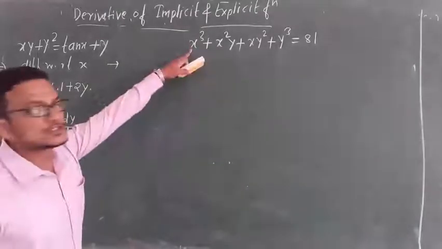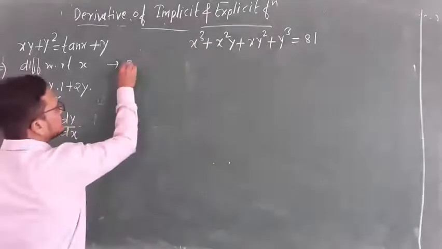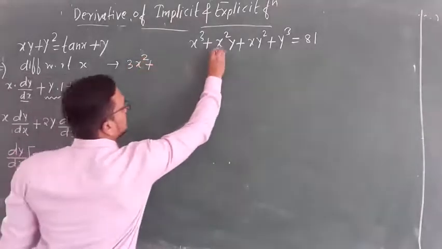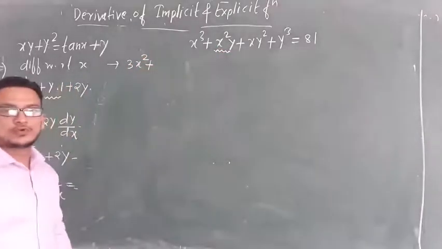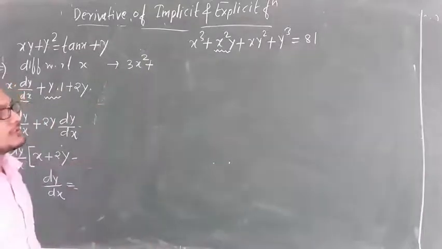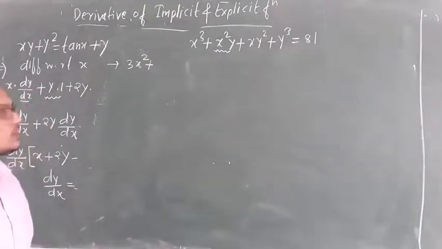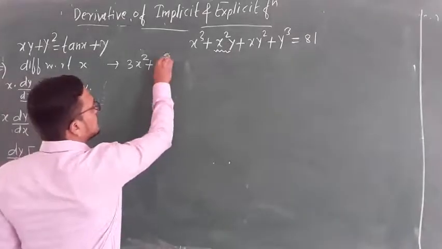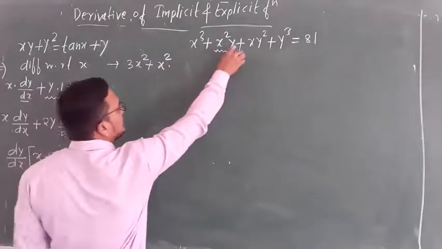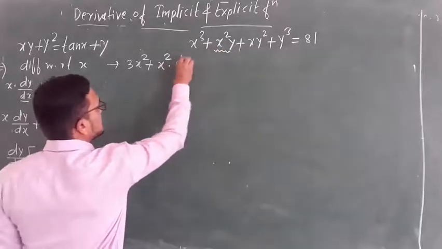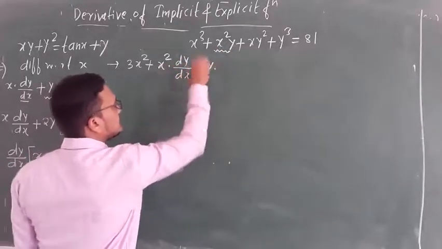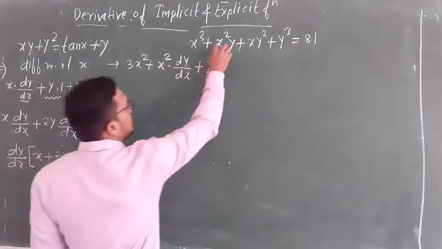So first, x cube derivative. X cube derivative is what? 3x square plus, here again it is a product of two functions. So therefore we have to apply the product rule. We have to apply the product rule, that is x square, first function as it is, into derivative of second, that is dy by dx, plus second function as it is into derivative of first.